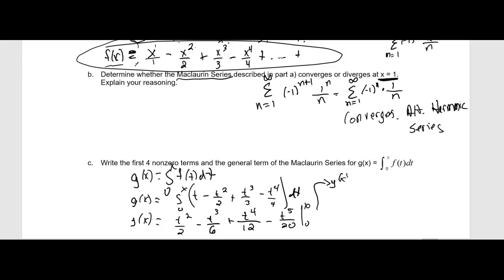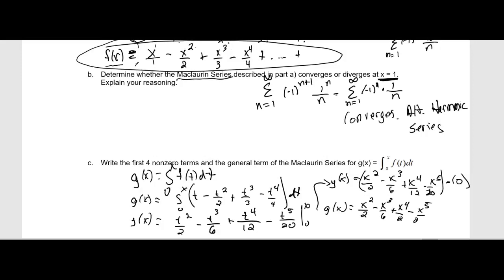So g of x then is x squared over 2 minus x cubed over 6 plus x to the 4th over 12 minus x to the 5th over 20, minus your lower limit of 0. If all those become 0, then that's just going to go away. So g of x would equal x squared over 2 minus x cubed over 6 plus x to the 4th over 12 minus x to the 5th over 20.